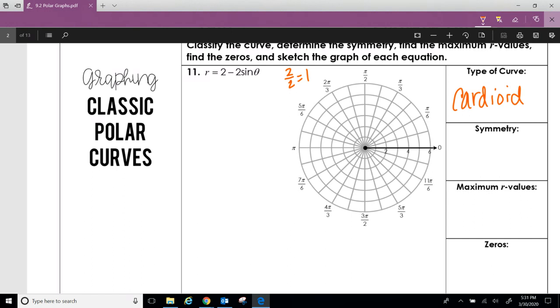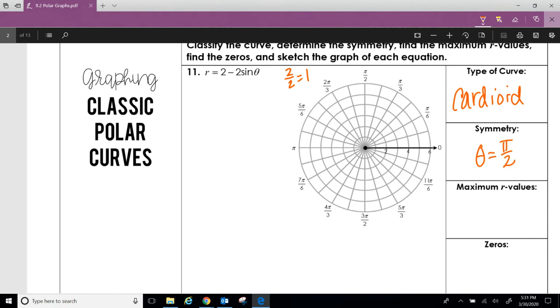The next thing I want to ask myself is, what is my symmetry? Since we're talking about sine theta, not cosine theta, we know we're going to be symmetrical about the pi over 2 axis, when theta is equal to pi over 2.